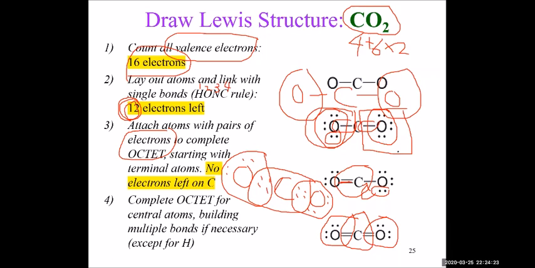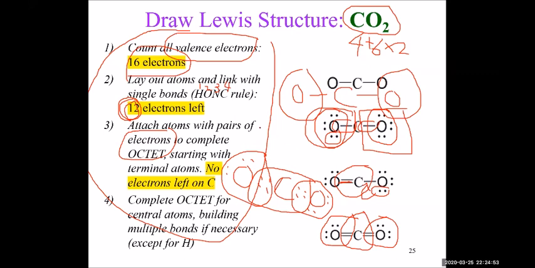So we'll see some more examples of how we apply this. But keep in mind these 4 steps. They try to be helpful for you to build the Lewis structures. Follow the HONC rule first and single bonds first. That will help you very easily reach the correct Lewis structure. If you follow the HONC rule, the atom that forms more bonds goes more to the right, more in the center of the molecule.